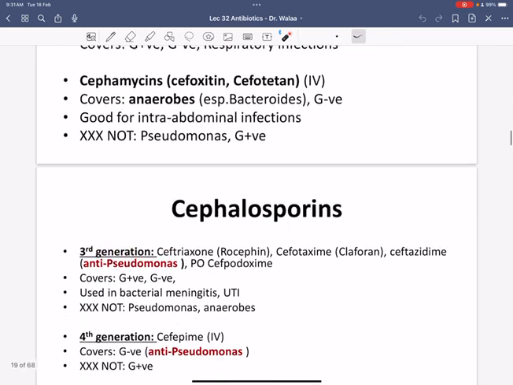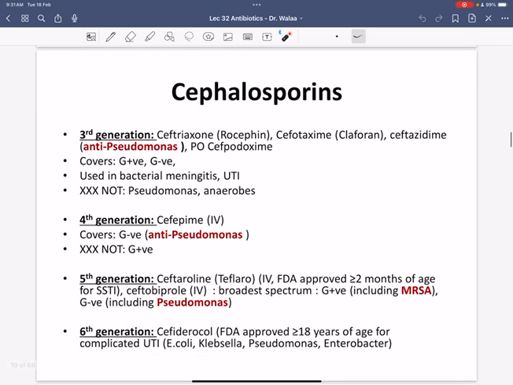Third generation cephalosporins, you surely hear about these antibiotics the most on rounds, right? Ceftriaxone and cefotaxime, which are broad-spectrum antibiotics. They have excellent gram-negative coverage and excellent gram-positive coverage. They are the drug of choice to treat meningitis, pneumonia, and UTI. Again, they don't have anti-pseudomonal activity, and they don't cover anaerobes.